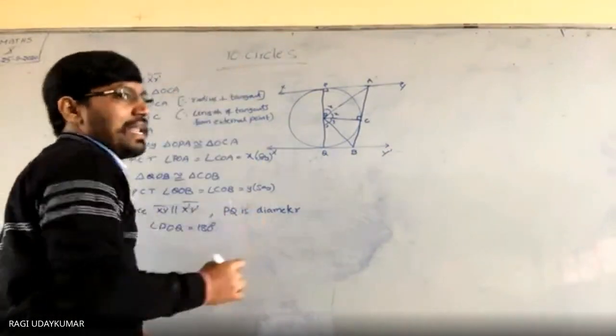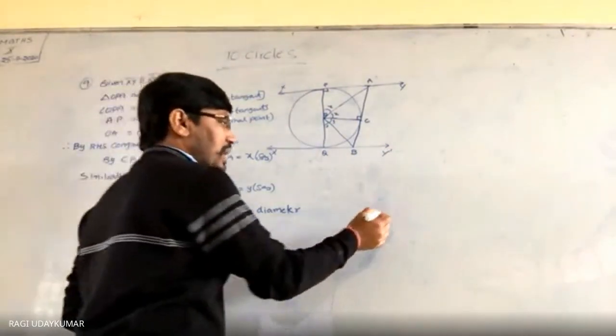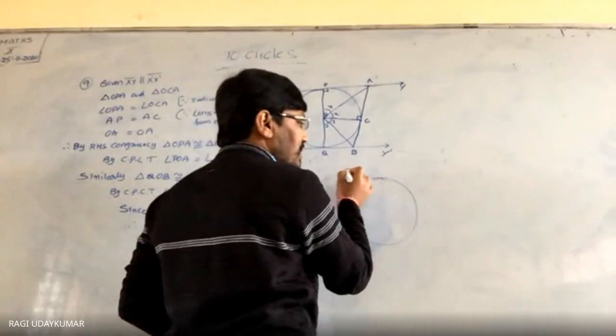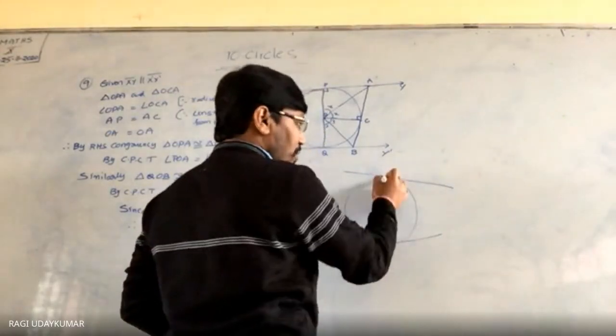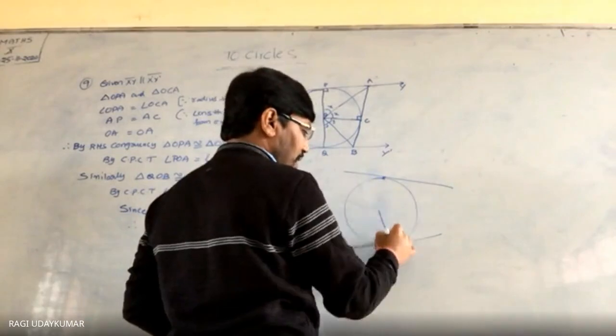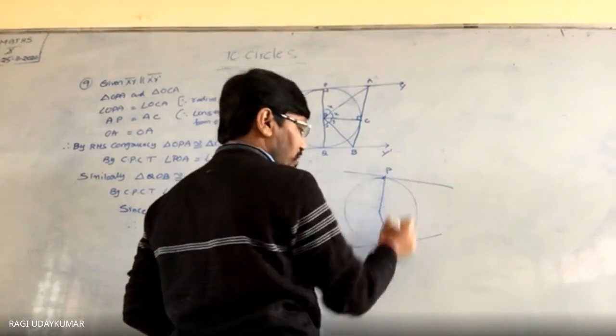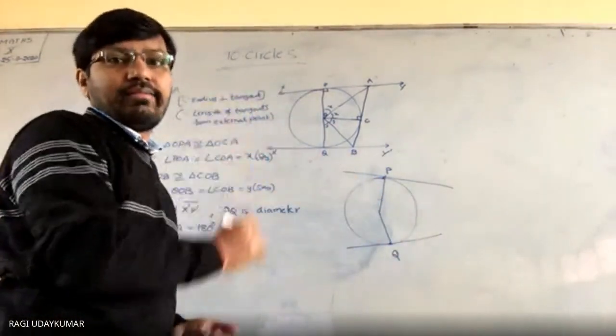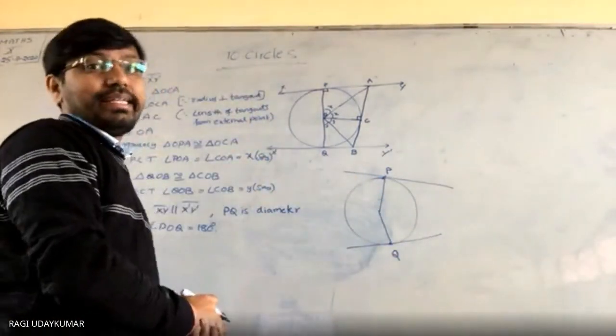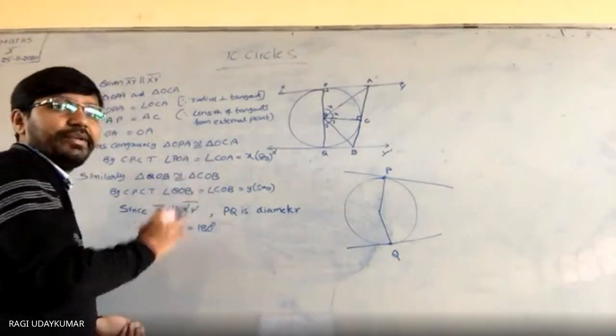That diameter becomes a single line. Suppose these two lines are not parallel, like this and like this, with the point of contact here and here. Then what do you get? This is point P, this is point Q. Then POQ is not a straight line. So that is mandatory, that point needs to be taken into consideration.